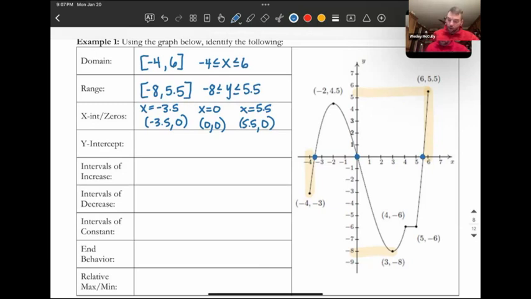Okay, for our y-intercept, it looks like the only one is right here at the origin. So our y value would be y equals 0, and that is the point (0, 0). So it only crosses the y-axis at one point, which makes sense because it is a function, and functions can only cross the y-axis at one point.